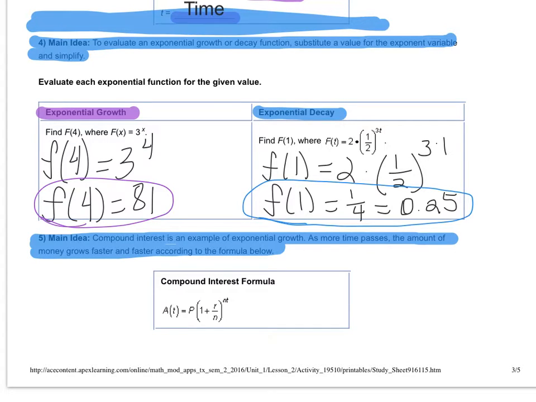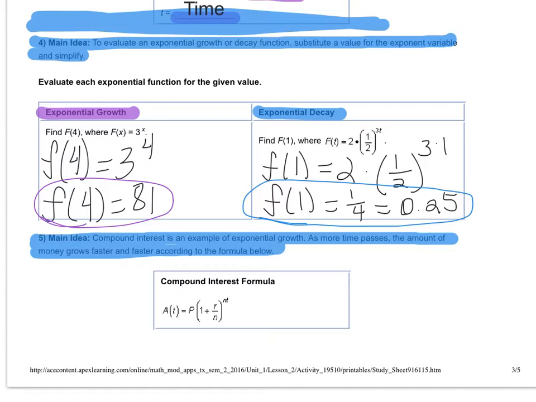The last main idea of this page is that compound interest is an example of exponential growth, and we've used that equation before. As more time passes, the amount of money grows faster and faster according to the equation below. So compound interest A sub t is equal to P, which is principal, times 1 plus the interest rate divided by the number of times per year, raised to the nt power. So number of times per year times time.